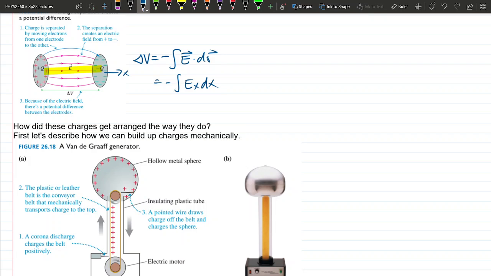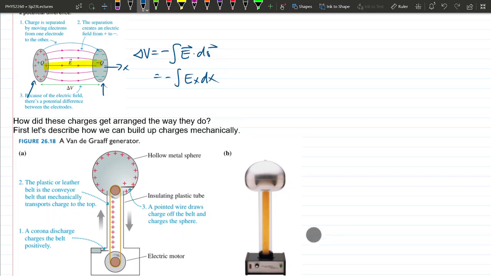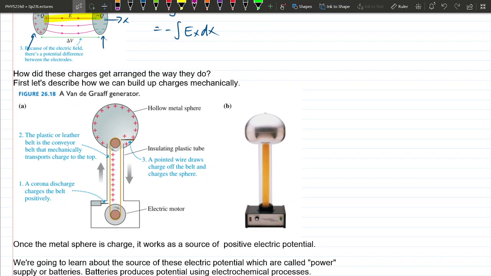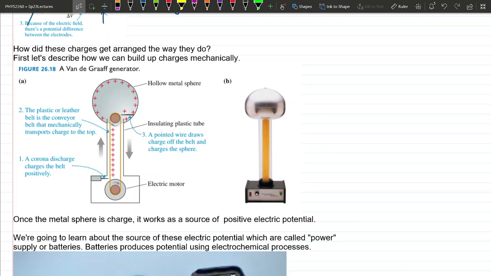Okay, so how do we arrange charges? We have a bunch of positive charges in one spot, a bunch of negative charges in another spot. Do we just go around picking out electrons and putting them somewhere else? That's a little hard to do, because you'd have to move something like 10 to the 19 of them for any substantial charge to build up. So one way to do this is using a Van de Graaff generator.